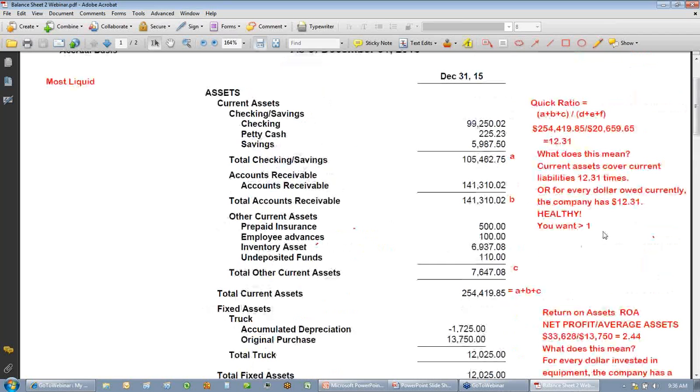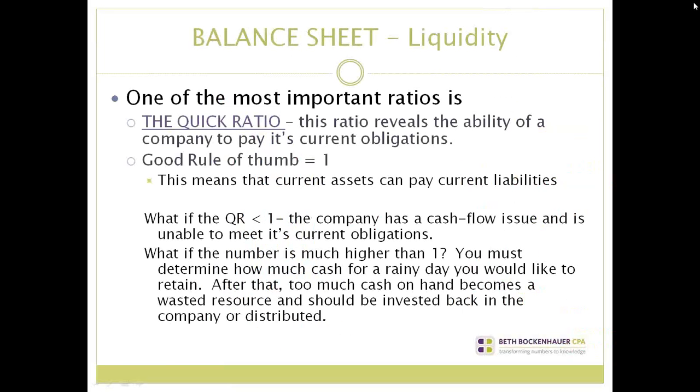This means that this company's current assets can cover its liabilities 12.31 times. Or for every dollar owed, the company has $12.31. So this is a very healthy company, and as I said, you want greater than 1. But you don't want that much greater than 1.